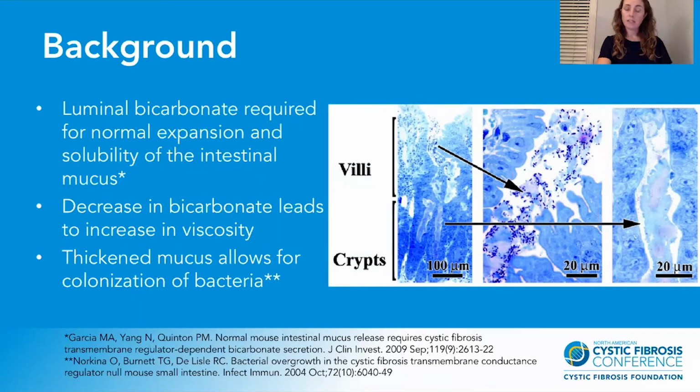This becomes an ideal environment for colonization of bacteria and alteration of the normal microbiome. You can see this nicely to your right in the slides from the CF mouse intestine, which show accumulation of thickened mucus and a large amount of bacteria.